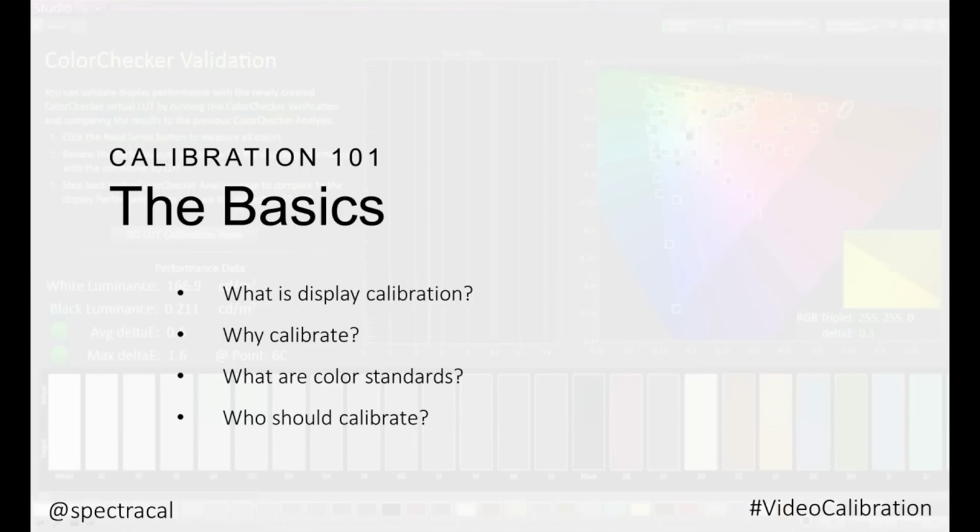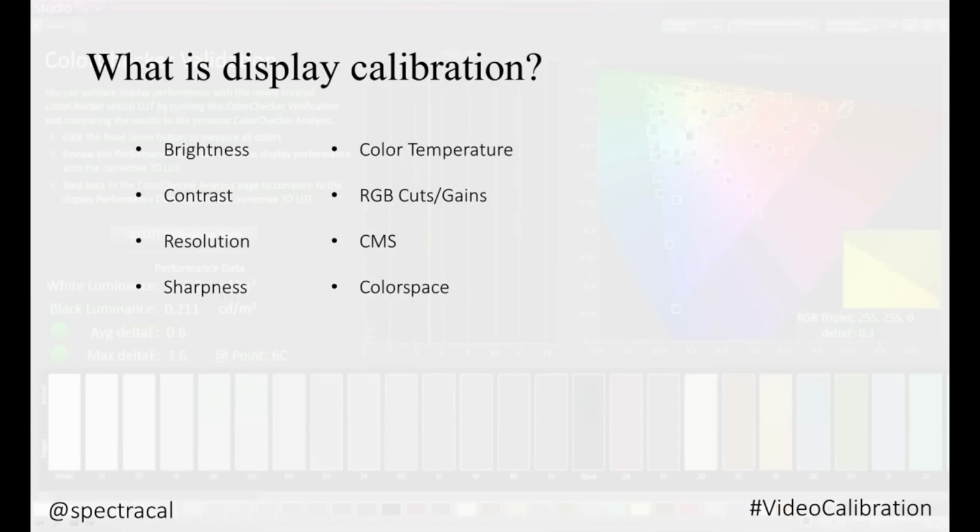On to the basics. So what is display calibration? Display calibration is optimization of display settings so that the output of a display better matches an established standard. In general, adjusting the following settings of a display to improve the look of its content. Here are a few of the different setting options.